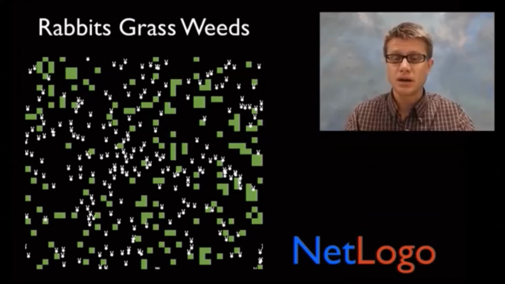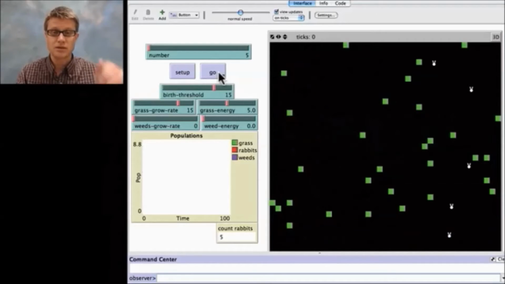Now let me show you another model. This is a NetLogo model called Rabbits, Grass, and Weeds. Let me launch that for a second.